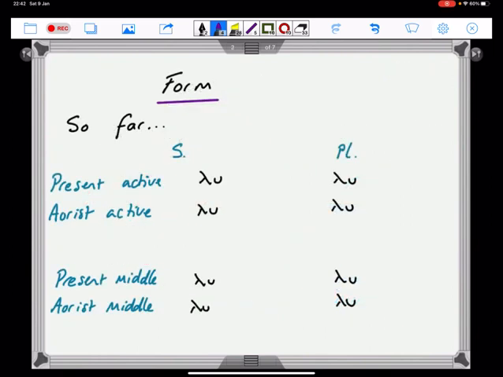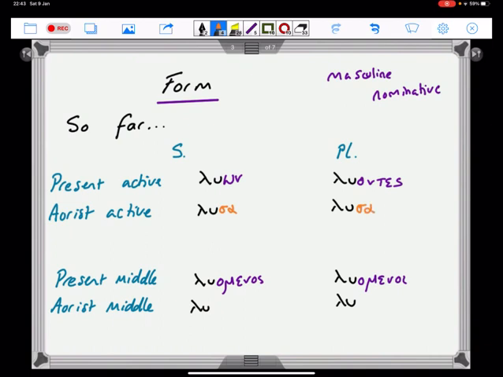What you've learned so far has been relatively limited. You've learnt only masculine nominative forms, singular and plural. And you've learnt luon, luontes in the active, and luomenos, luomenoi in the middle. And then for the aorist, you needed to put in the sigma, and indeed I would argue the alpha, so we'll put those both in orange. And then you're back to the standard participle endings. Lusas, lusantes, lusamenos, lusamenoi. Those are the only forms of the participle you've met so far.